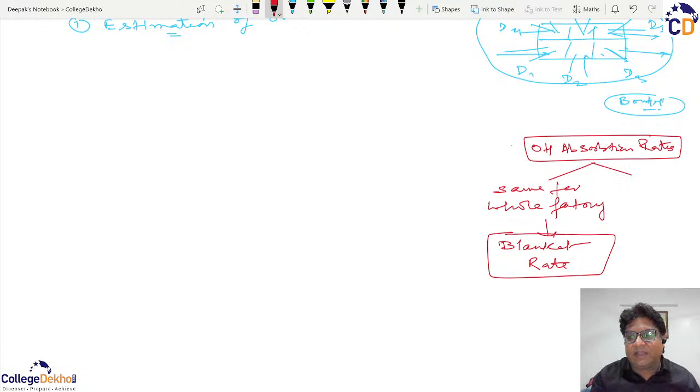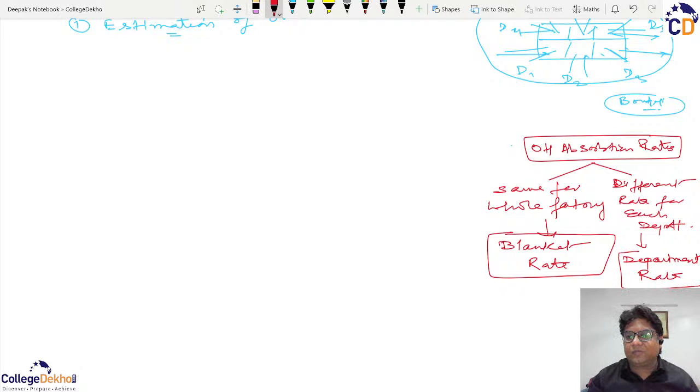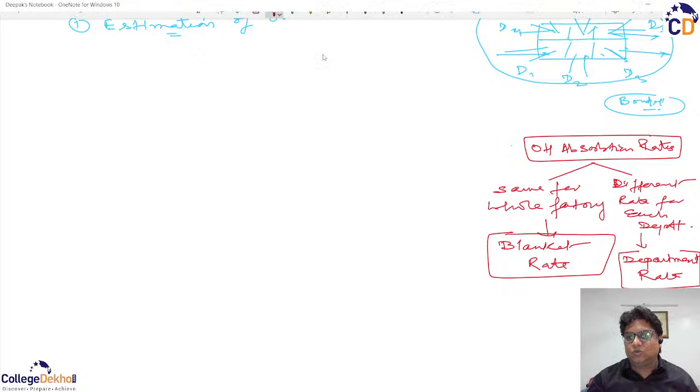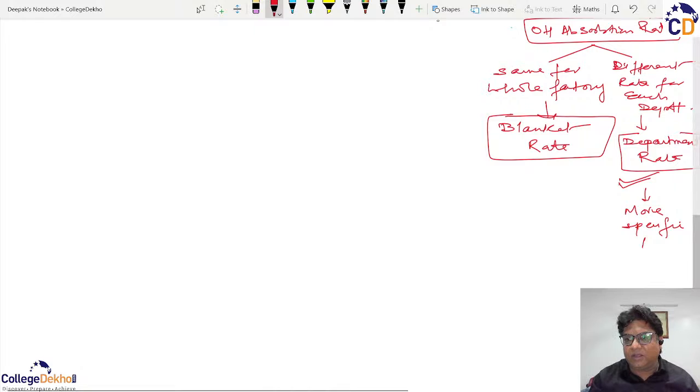Another is that we calculate a different or specialized absorption rate, a different rate for each department. तो हम हर डिपार्टमेंट का सेपरेट सेपरेट कैलकुलेट करते हैं एंड हेयर वी यूज द वर्ड डिपार्टमेंटल ओवरहेड रेट. सो डिपार्टमेंटल ओवरहेड रेट आर प्रेफर्ड because they are more specific to calculate cost.